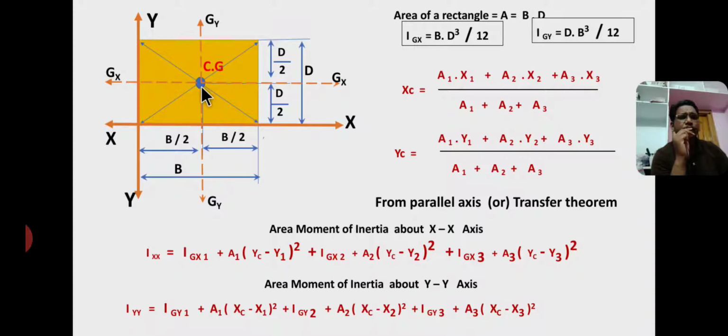The centroid lies at a distance of half of the base from the y-axis and half of the height from the x-axis. So the given rectangle is symmetric about the x-axis and symmetric about the y-axis. Therefore the centroid lies at equal distances, that is base by 2, base by 2, height by 2, height by 2.